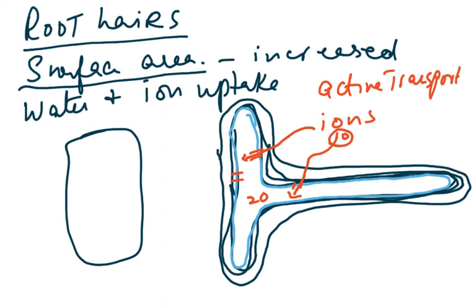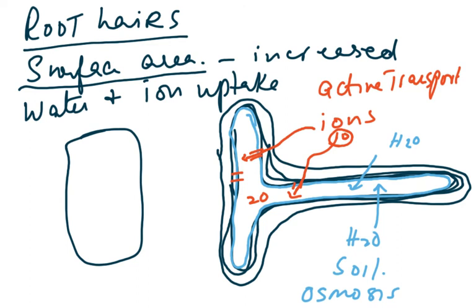and of course the water molecules would enter by osmosis. Why? Because there's a higher water potential in the soil, more water in the soil. And why is there a lower water potential inside the cell? Because there are other soluble molecules inside the cytoplasm and ions inside the cytoplasm and the vacuole. So water will move in by osmosis. So water from the soil will move in by osmosis, while the ions would move in by active transport.